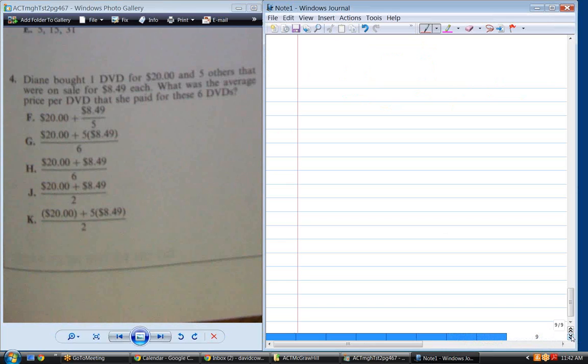Okay. So this is an average problem, a mean problem. I don't mean mean as in hard, but when they ask either about average or about mean, they're talking about the same thing. Okay. How do you get the mean? Add everything together and divide by that number. Okay, so let's add everything together. What do we got? We've got $20 for the first one. What do the other 5 cost?